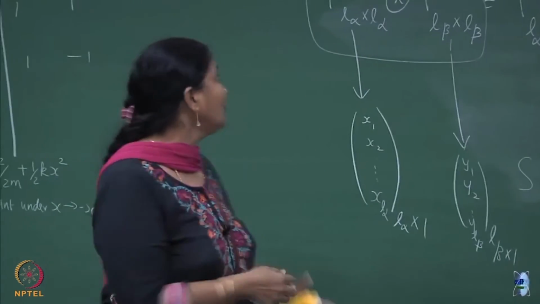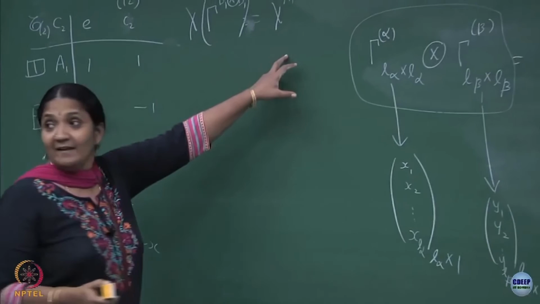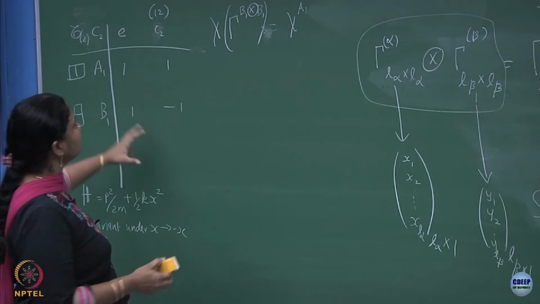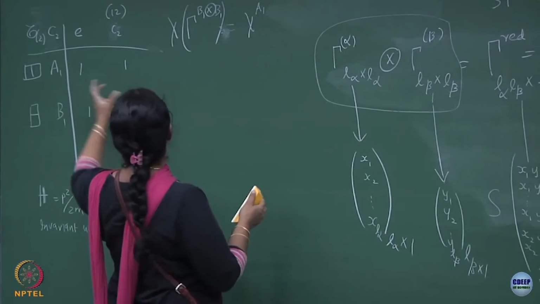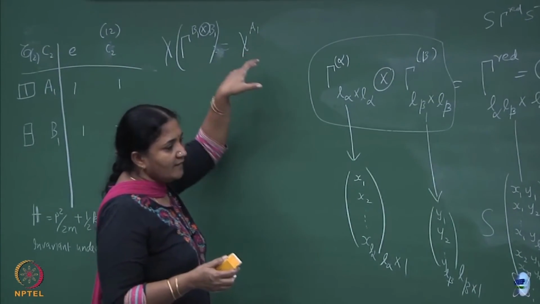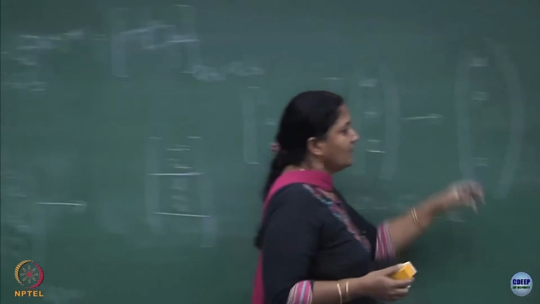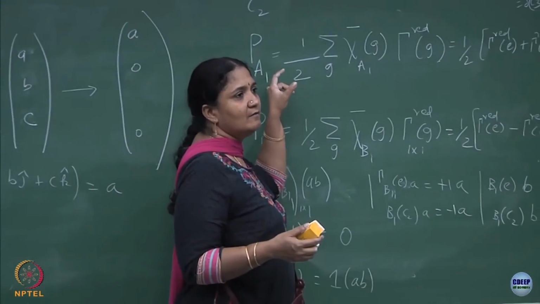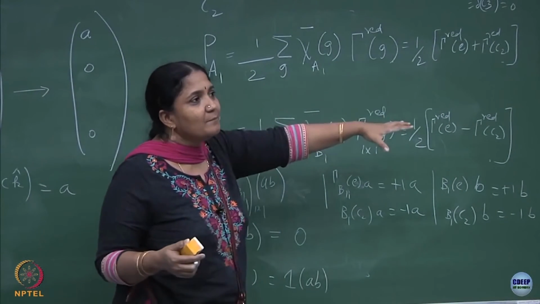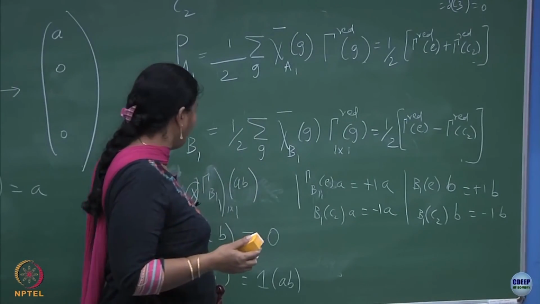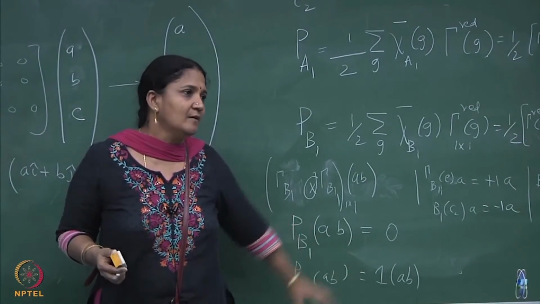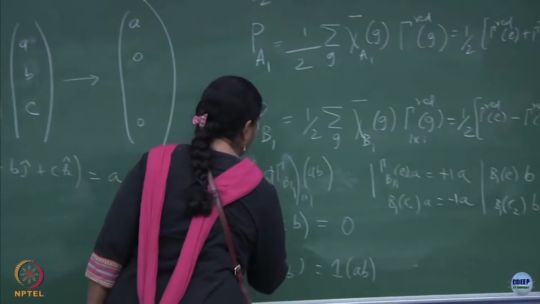I am just trying to argue the characters also multiply. If you just multiply the characters, what do you get? Characters if you multiply, do you get A1? A1, B1 times B1 will give you A1, and then you can also show that the projection operator PA1 on AB will give you plus AB, but PB1 on AB will be 0. This I will leave it to you to check, please check it, it should happen.